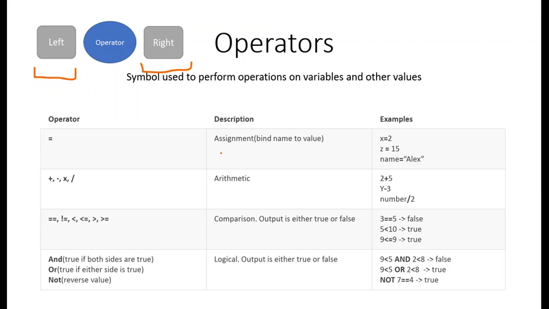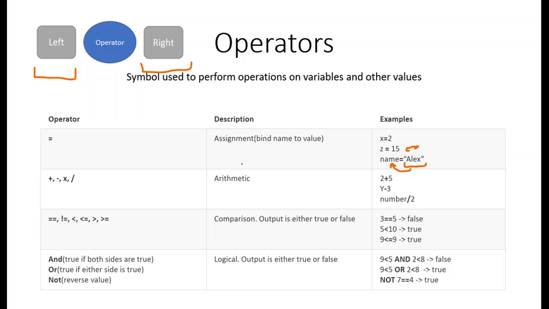First one, the assignment operator, which is basically the equal sign. It is used to bind a name to a value or to assign a value to a variable, right? Here we have some examples. So for example, x equals 2. This places the constant 2 inside a variable called x. The same way here, we have z is equal to 15. Place 15 inside z. The string alex inside the variable called name, right?